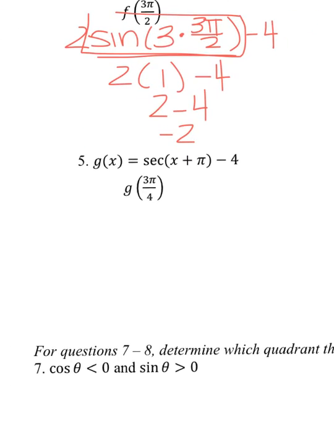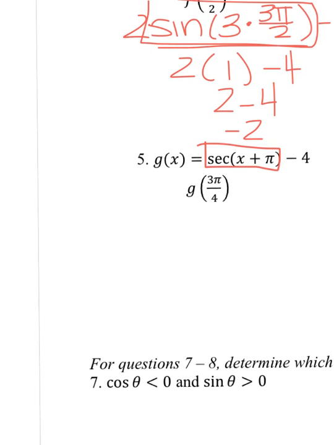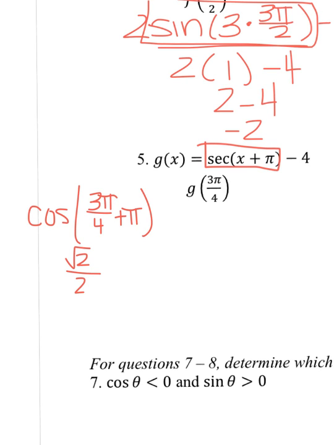For numbers 5 and 6, I give you the reciprocal functions. So here, you would plug this into the calculator, except you can't plug secant into the calculator. What you can plug in instead is the cosine, which is the reciprocal of secant. So you would do cosine of 3 pi over 4 plus pi. When you plug that into the calculator, that gives you the square root of 2 over 2. It really gives you 0.7071, which is the square root of 2 over 2.